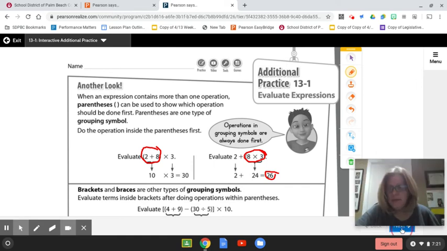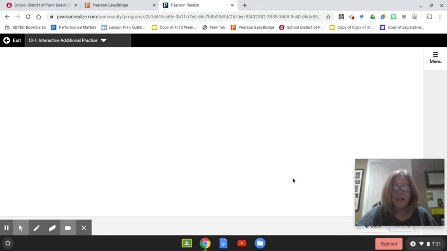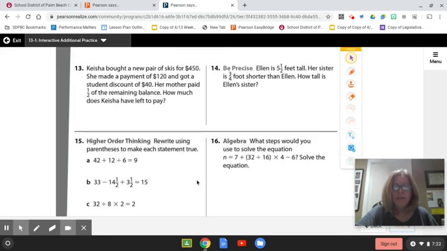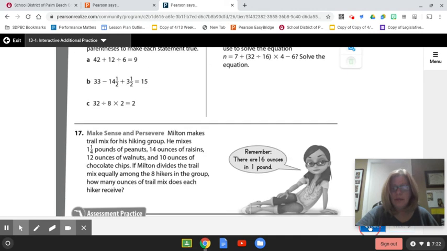Let me see if we can go to this next over here and see what happens on the next. I'm not exactly sure. I didn't go that far. Okay, so I don't really like that.